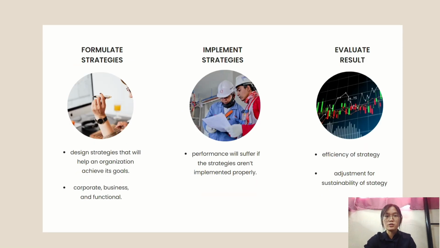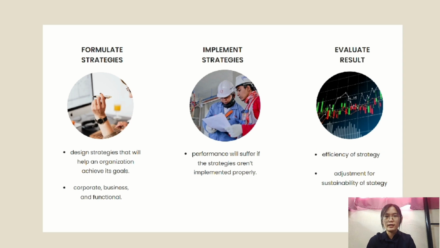The following step is formulating strategies. As managers formulate strategies, they should consider the realities of the external environment and their available resources and capabilities, and thus design strategies that will help an organization achieve its goals. There are three main types of strategies: corporate, business, and functional. For example, Nestle company will come up with localized products, such as the durian flavor of ice cream. Fifth one, implementing strategies.